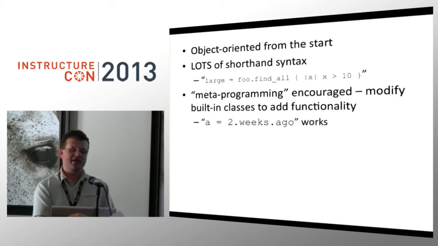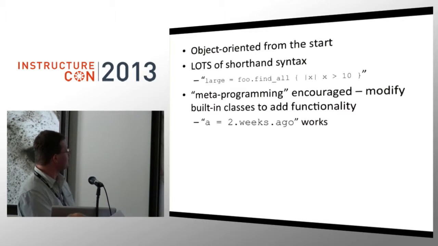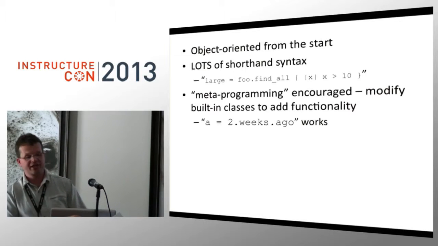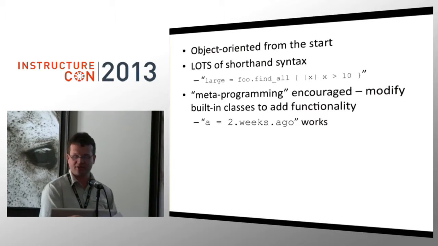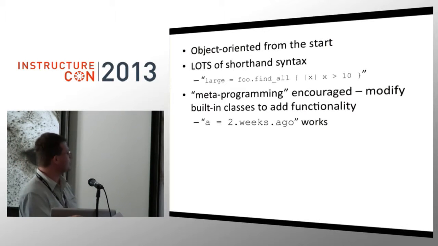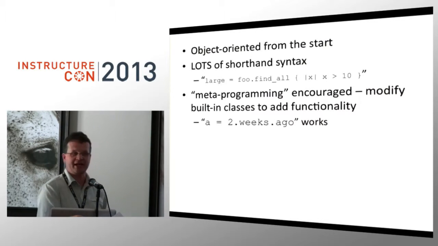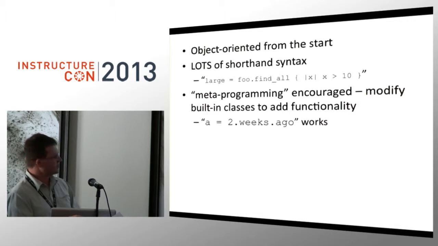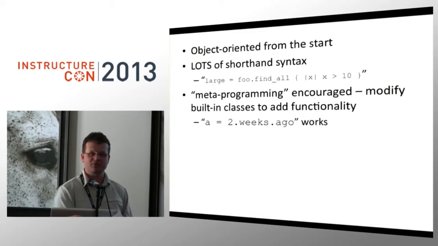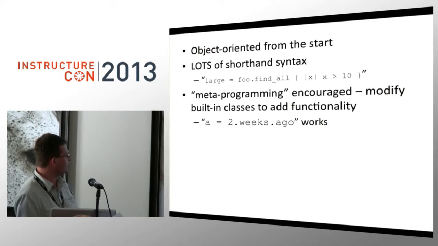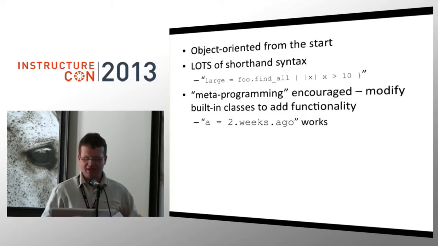Ruby is an object-oriented language from the start, but it's got lots of shorthand syntax, like this stuff up here. Metaprogramming is strongly encouraged. That includes things like modifying built-in classes to add functionality. So this code here turns the number 2 into a time value. And this is really cool from a programming perspective, but it's really difficult to understand from a debugging perspective because you've got all this functionality being inserted at all different places.